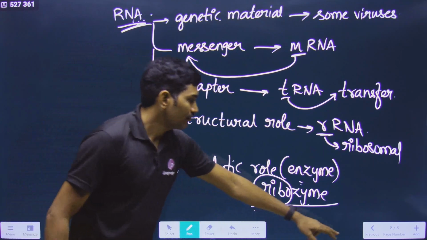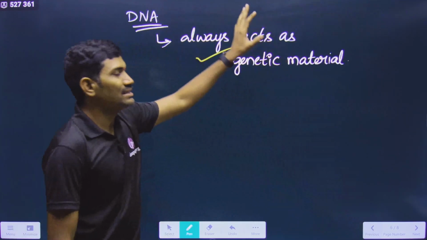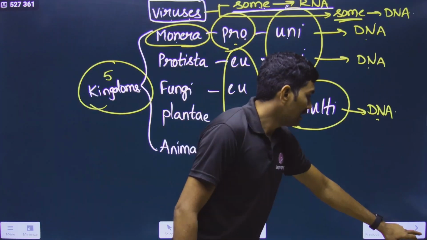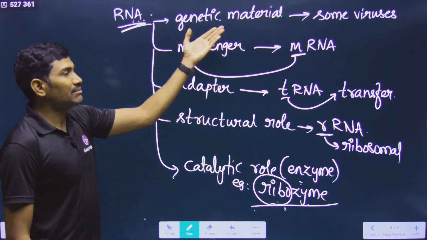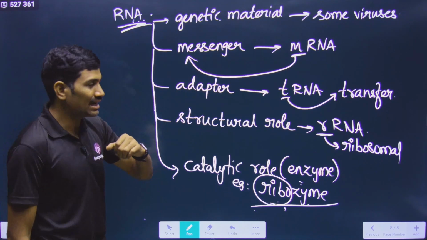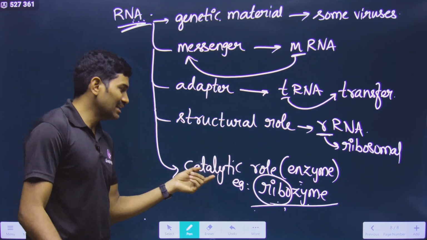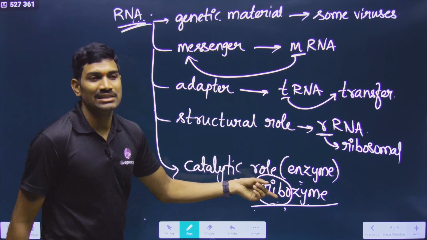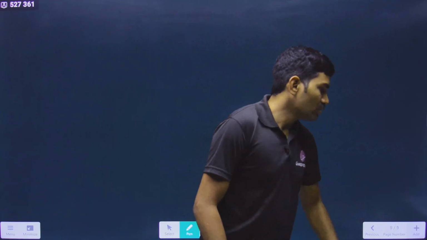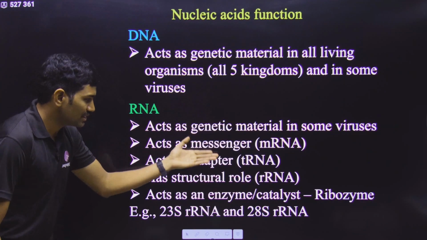In this way, if you see the functions of DNA, it has only one function. DNA always acts as genetic material, but RNA has various roles. In some cases, it acts as genetic material. In some cases, as a messenger. In some cases, as an adapter. In some cases, it has a structural role. In some very rare conditions, it even works like an enzyme, having catalytic activity. So these nucleic acids have various functions. Understood or not? This is the information we are studying here. The same information I wrote here.